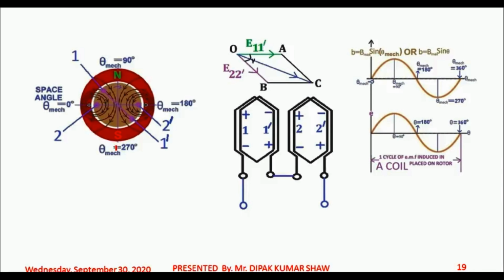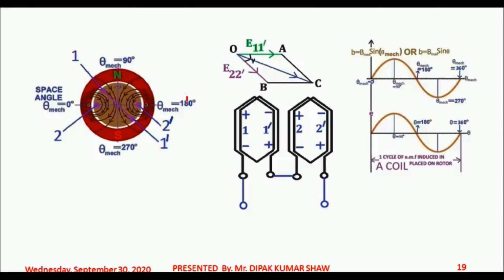So that's why for theta mechanical equals 270 degree, you have a negative maximum, because it corresponds to this point, which is the center of the south pole. And for theta mechanical equals 90 degree, you have a point under the center of the north pole. As per the convention we have adopted, flux under the north pole of the stator core would be treated as positive. So flux density B is positive maximum at theta mechanical equals 90 degree.